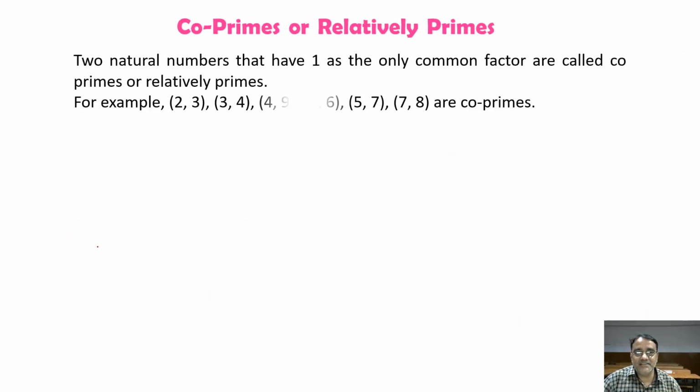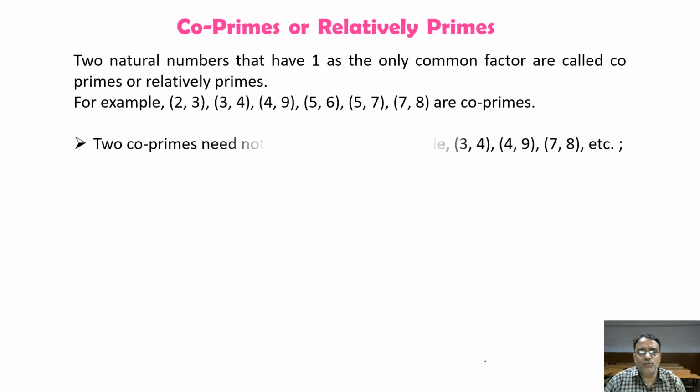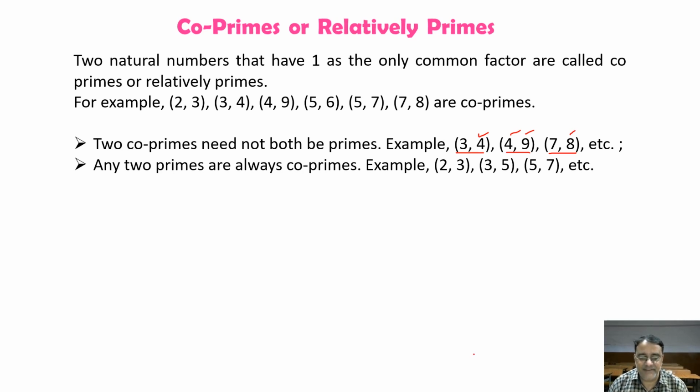Like that we have some combinations: 2, 3; 3, 4; 4, 9; 5, 6; 5, 7; 7, 8. These 2 numbers do not have any common factor other than 1. So 2 co-primes need not both be primes. Example 3, 4. In 3, 4, these 2 are co-primes, but 4 is not a prime number. 4, 9 are also co-prime numbers, but both are not prime. In 7, 8 also, 8 is not a prime. So any 2 primes are always co-prime numbers. If we take 2 prime numbers, they will always be co-prime numbers, like 2, 3; 3, 5; 5, 7.